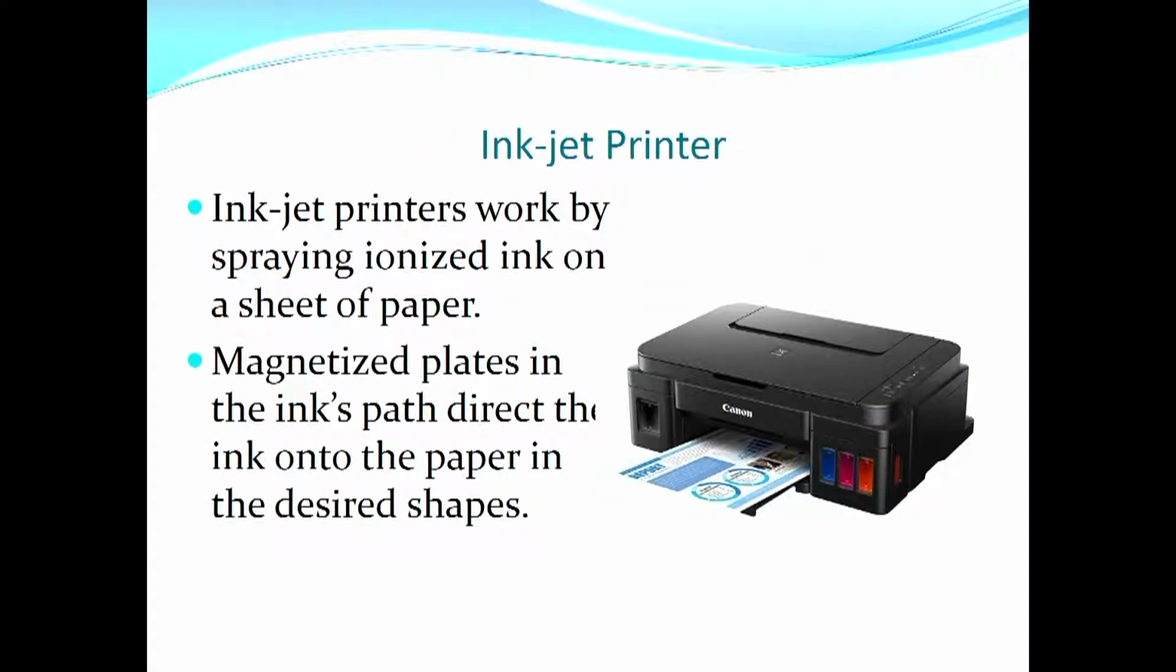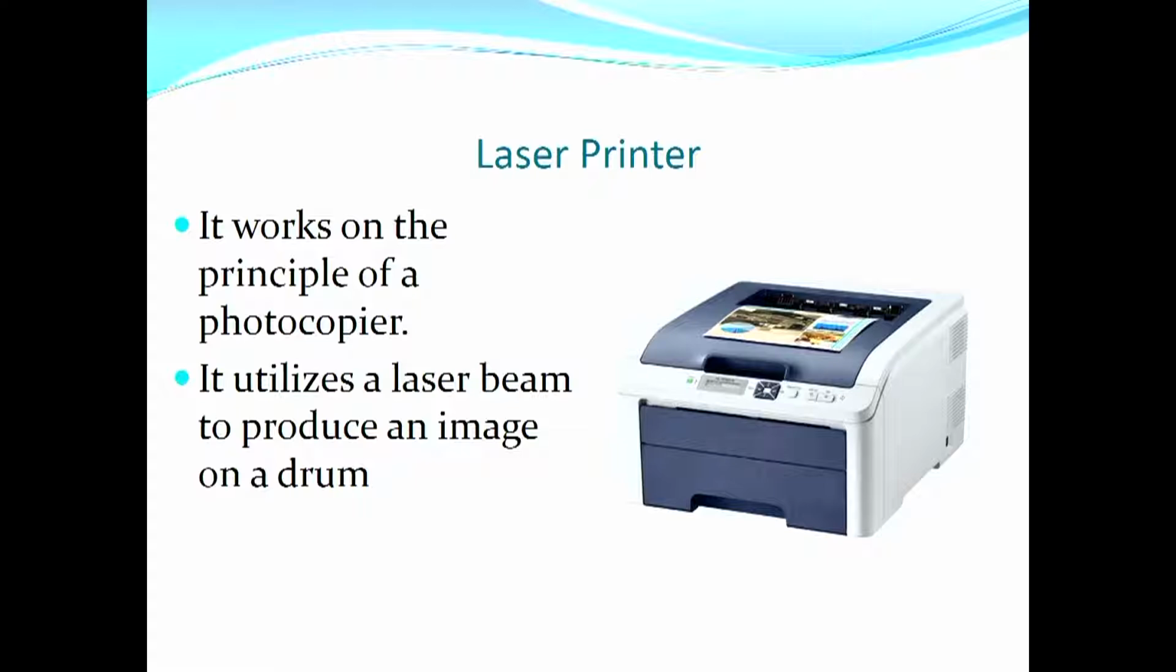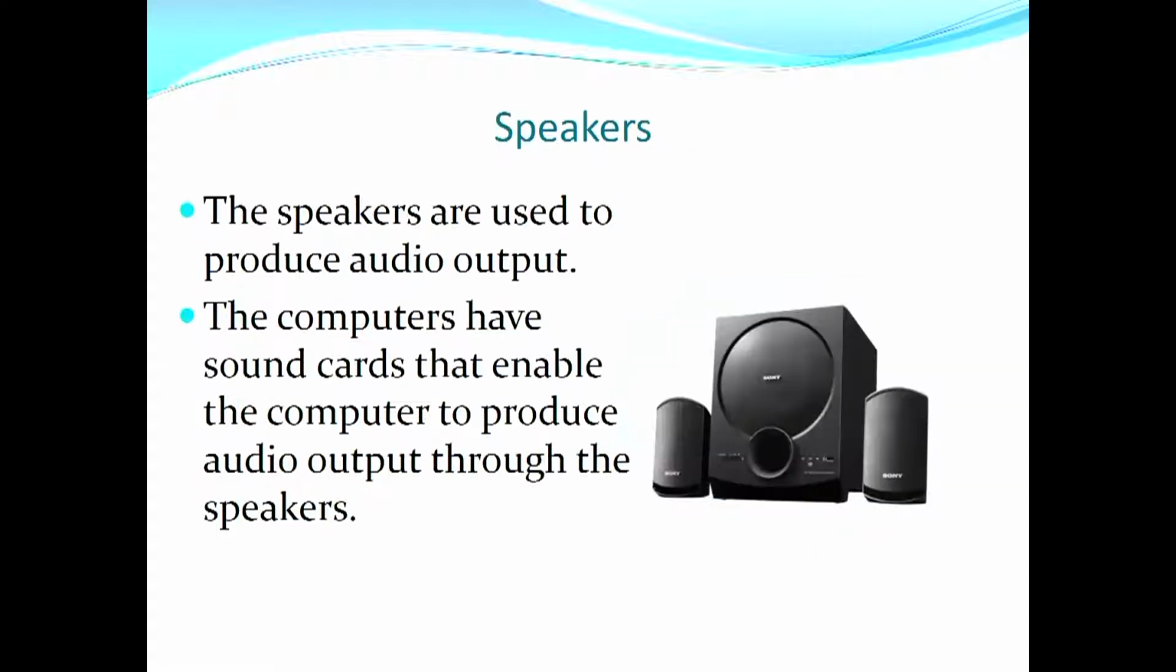The next is an inkjet printer. Inkjet printers work by spraying ionized ink on a sheet of paper. Magnetized plates in the ink's path direct the ink onto the paper in the desired shapes. So this is about an inkjet printer. Next is the laser printer. The laser printer basically works on the same principle as a photocopy machine. It utilizes a laser beam to produce an image on a drum. Laser printers are the ones most commonly used in today's market.